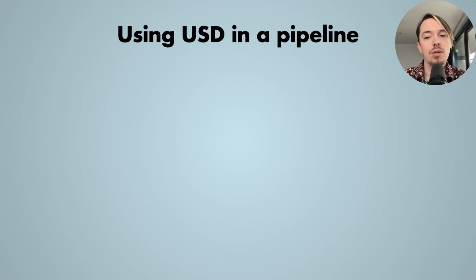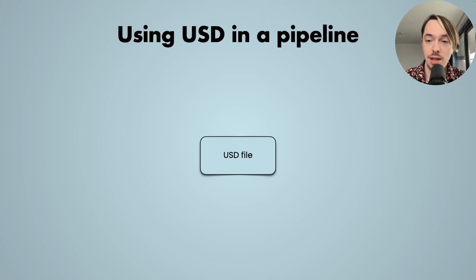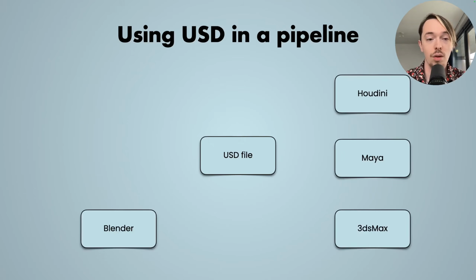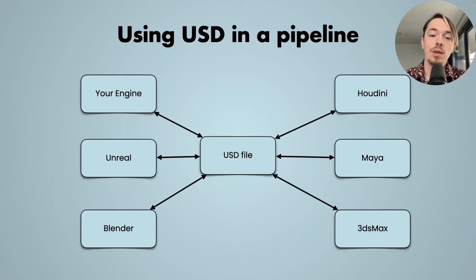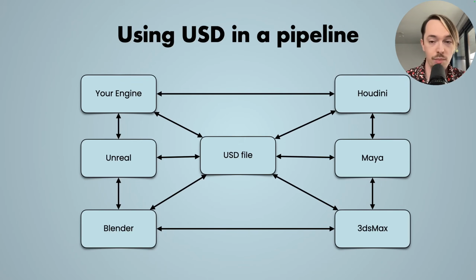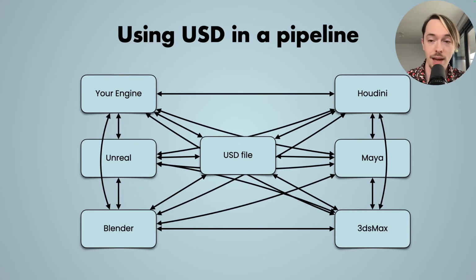Now, the idea of using USD in a pipeline is that you would have a USD file, and like I said, you could have it open in various software packages, and also even in your engine if you implement USD. So in that case, the USD file becomes the center of the pipeline because you can move it between all these various software packages without a conversion step. That's the idea. So it becomes much easier to just jump between all these packages.